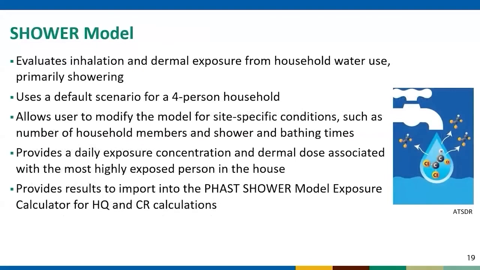ATSDR's shower model evaluates inhalation and dermal exposure from household water use, primarily from showering. The model uses a default 4-person household scenario, but you can modify the model for up to an 8-person household. You can also modify it for various household setups, including number of bathrooms, use of a bathroom fan, and whether people are home or away from the home part of the day. The model provides a daily exposure concentration and dermal dose associated with the most highly exposed person in the household that can be further evaluated in FAST.